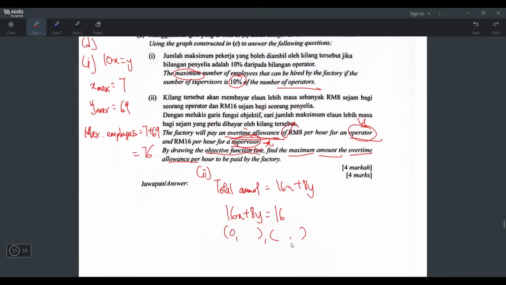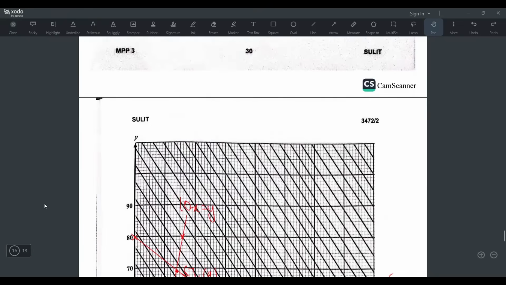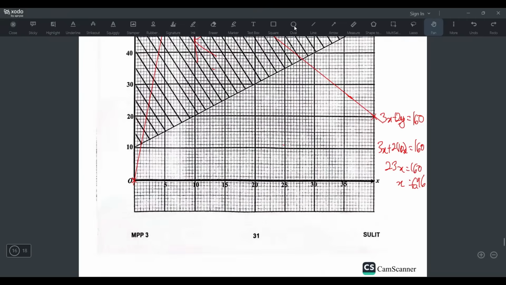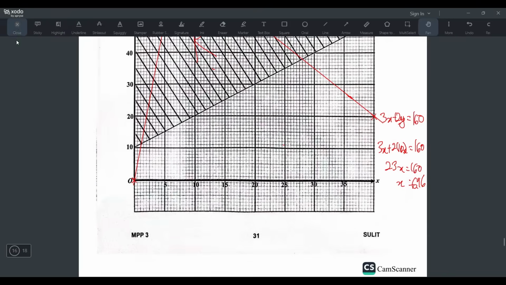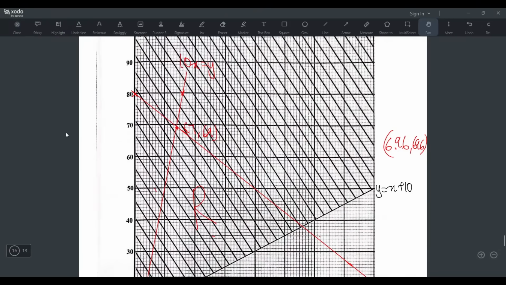Okay, let's sub x equals 0, y equals 0. When x is 0, 0 times 16 is 0, so your y is 16 divided by 8 is 2. When your y is 0, 0 times 8 is 0, 16 divided by 16 is 1, right? Okay, if I look at 0, 2 and 1, 0, I can plot. It's here and like here, okay? But I don't like it because the points are very near, and we can fix this, right?